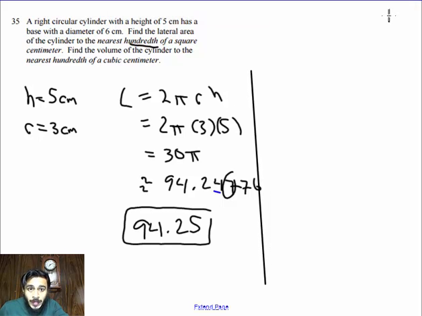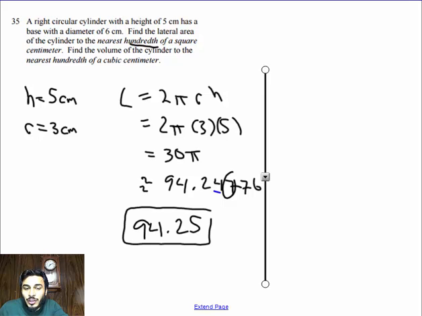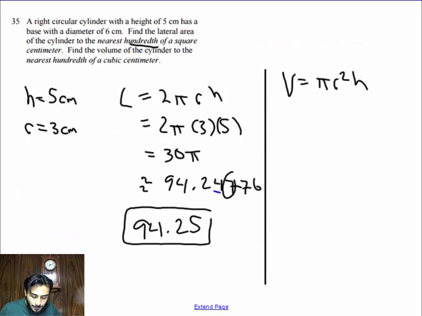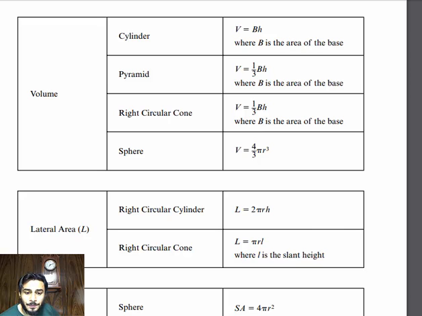squared. All right, then it says find the volume of the cylinder to the nearest hundredth of a cubic centimeter. So to find the volume, the formula is pi r squared times the height. Now, if you actually look at the formula sheet, it's given as V equals capital B times H. Now, let me explain how I go from this to this.